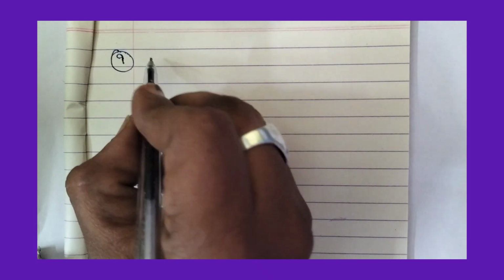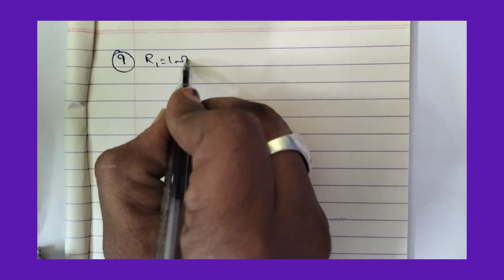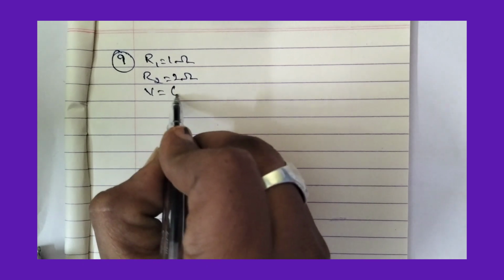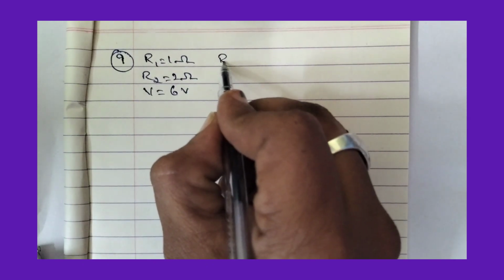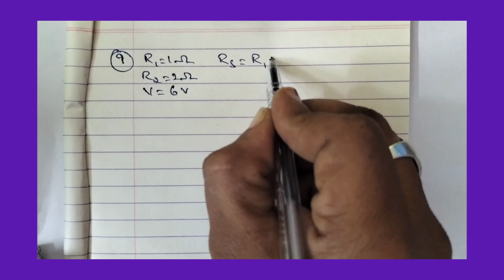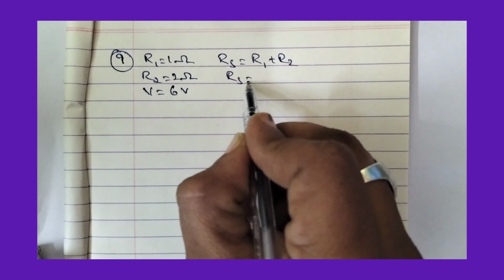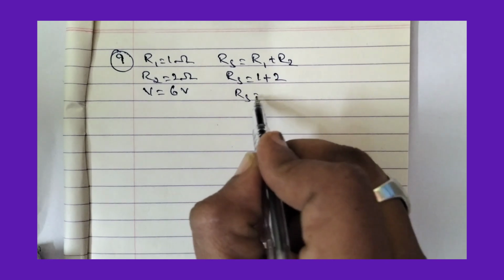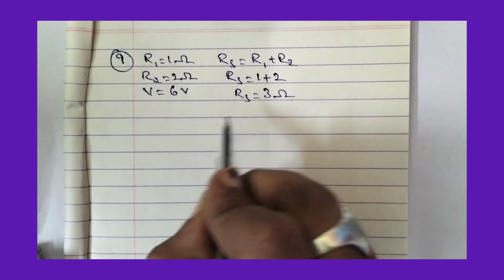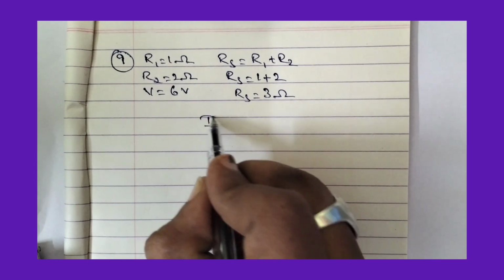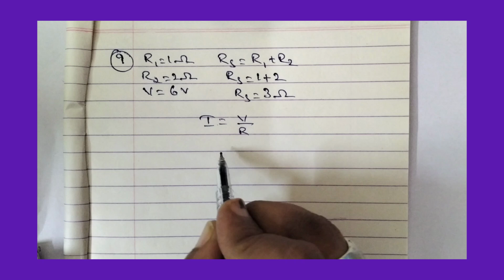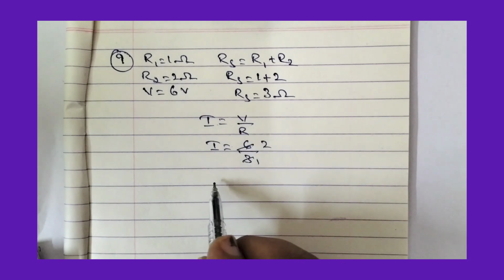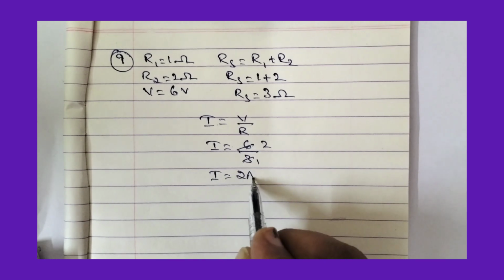In question number 9 they have given R1 is equal to 1 ohm, R2 is equal to 2 ohm, voltage is equal to 6 volts. These two, R1 and R2, are connected in series. Therefore RS is equal to R1 plus R2, which is 1 plus 2, that is 3 ohm. Now let us calculate the current. I is equal to V by R according to Ohm's law. I is equal to V is 6 by R is 3. So current will be equal to 2 ampere.